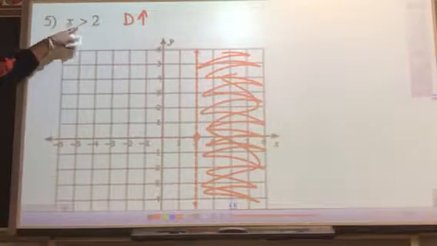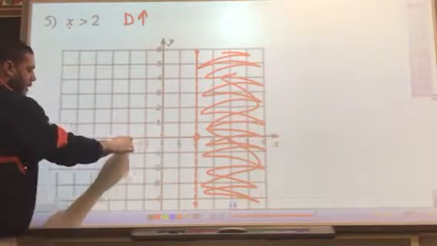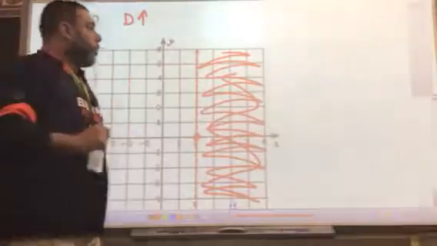Okay, so if this had been a less than sign, I would have shaded all of this, because these are the numbers, the x values that are less than 2. Okay?